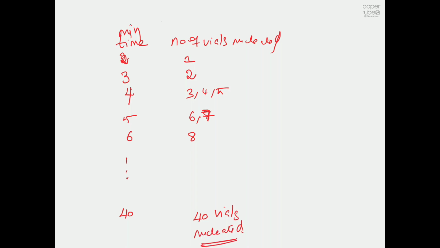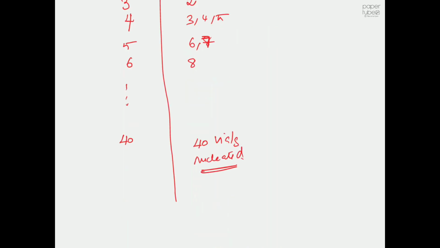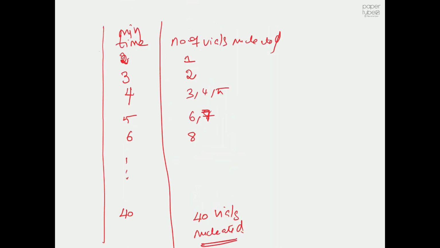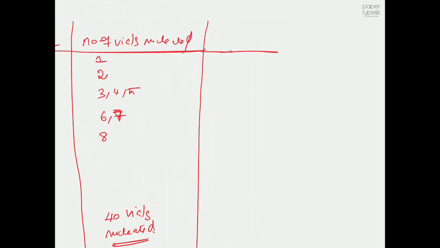So all the 40 vials nucleated. So what we have here is some time, and then how many vials nucleated with respect to that time. From this, we can calculate the probability function as a function of time. So what is this? The probability of nucleation. So let's call it the probability of nucleation.